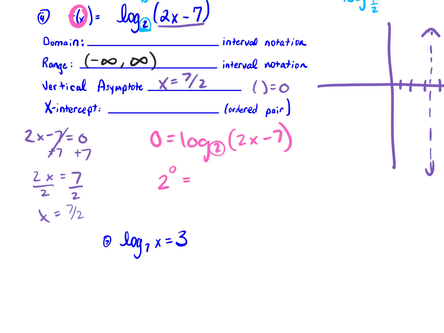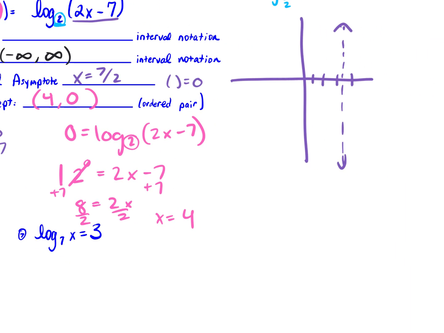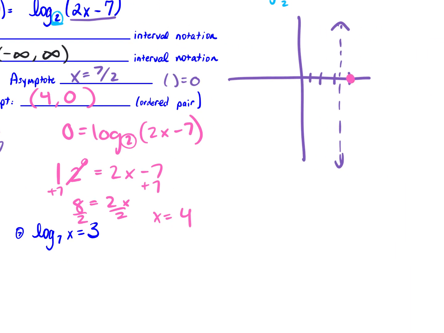2 to the power of 0 equals 2x minus 7. What's 2 to the power of 0? 1. So we have 1 equals 2x minus 7. I'm going to add 7 to move it to the other side. So 8 equals 2x. Divide by 2. What does x equal? 4. So my x-intercept, how would I write it? 4, 0. Perfect. So I'm going to go to my graph. I'm going to put a point at 4, 0.